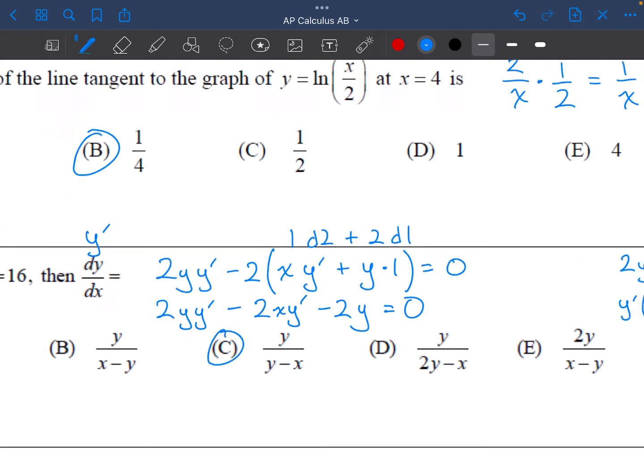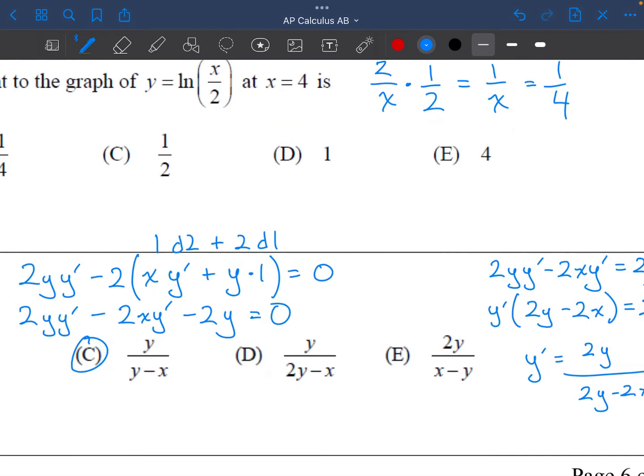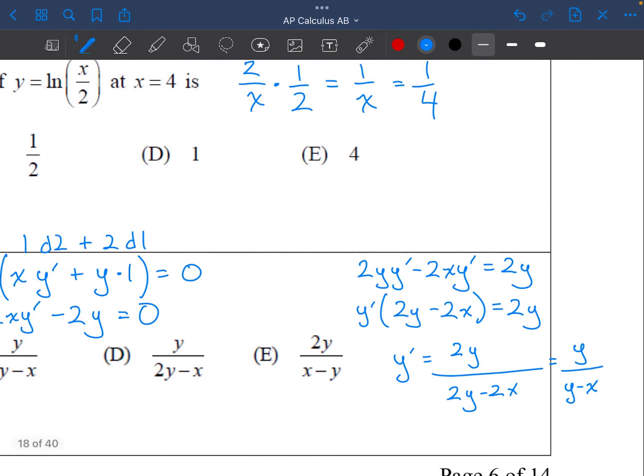And you might have a different answer than me, and I want to talk about why. You might have solved it a different way and gotten this answer. You might have gotten negative y all over, maybe you said x minus y. This is correct. And watch how I can convert your answer right here into my answer over here.